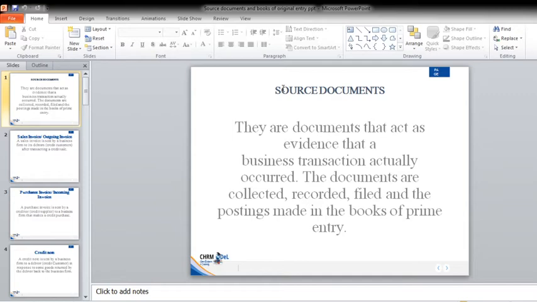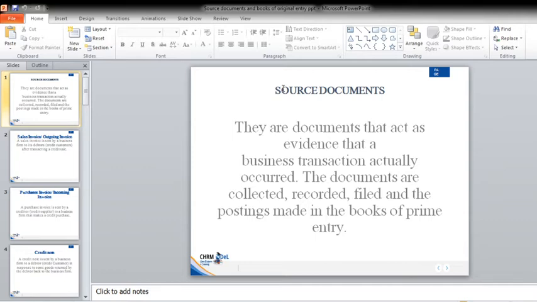Source documents are those documents that act as evidence in the business that a particular transaction actually took place. They are the documents that are collected, recorded, filed, and posted in the books of prime entry, which is also known as the books of original entry.